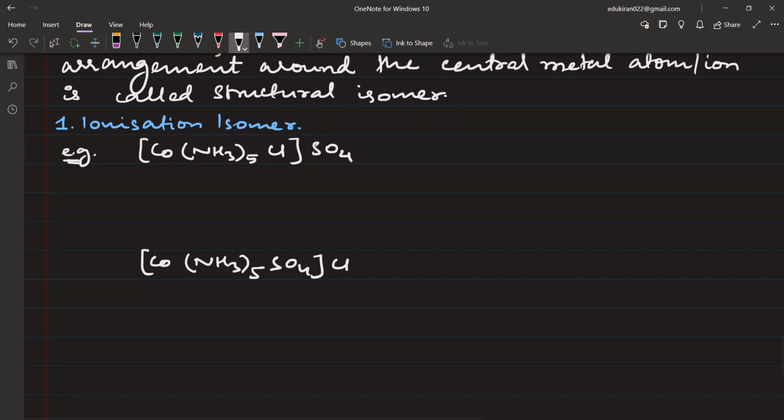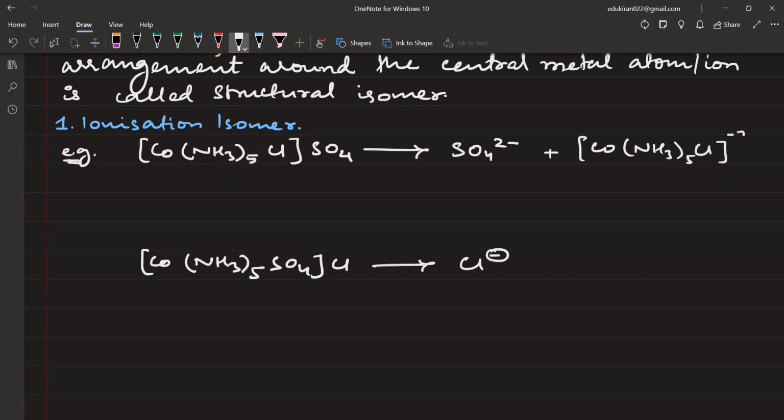Now, what does that mean? It means that when I ionize it inside water, I will get SO4 2 negative as a counter ion, and here I am going to get Cl negative as counter ion. Obviously here I will get [Co(NH3)5Cl] with a 2 plus charge. Here I will get [Co(NH3)5SO4] with a plus charge. But as you can see, we are getting different types of ions.